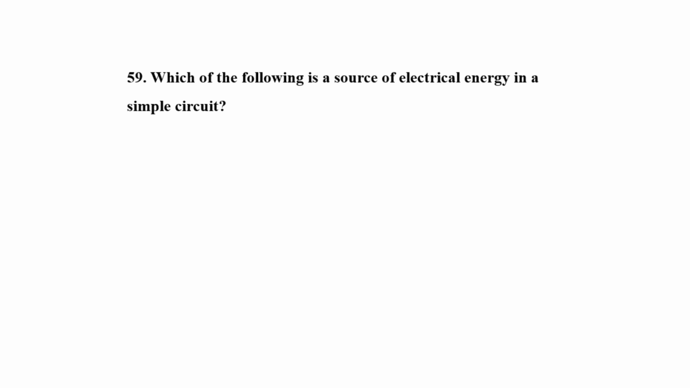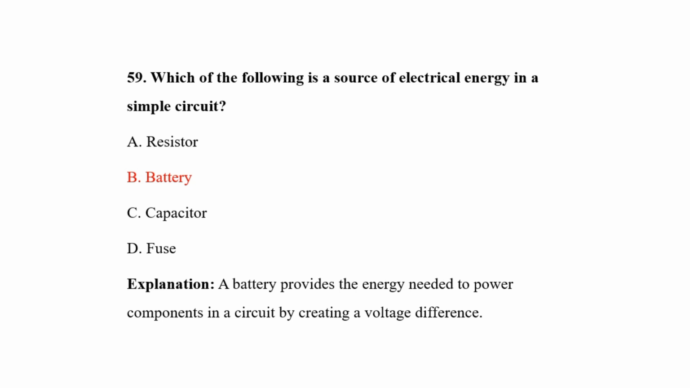Question number 59. Which of the following is a source of electrical energy in a simple circuit? A, resistor. B, battery. C, capacitor. D, fuse. The answer is battery. A battery provides the energy needed to power components in a circuit by creating a voltage difference.